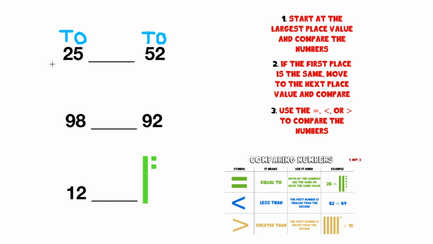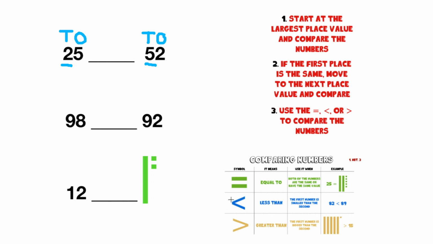Now, if I'm looking at the largest place value, I want to start off on my tens for both numbers. I see that 25 has two tens because the 2 is in the tens place. And I see that 52 has five tens because the 5 is in the tens place. If I am only focusing on the tens right now, I know that 2 is smaller than 5. So, since two tens is less than five tens, I will use my less than symbol.